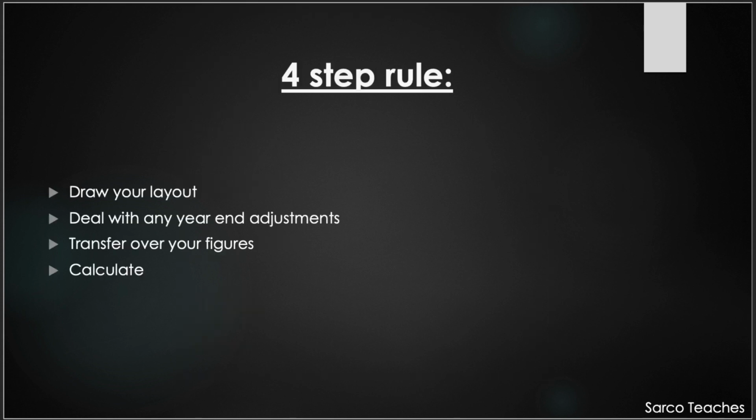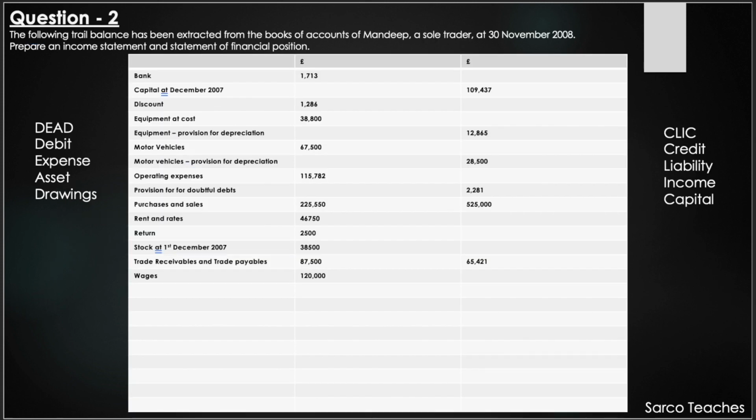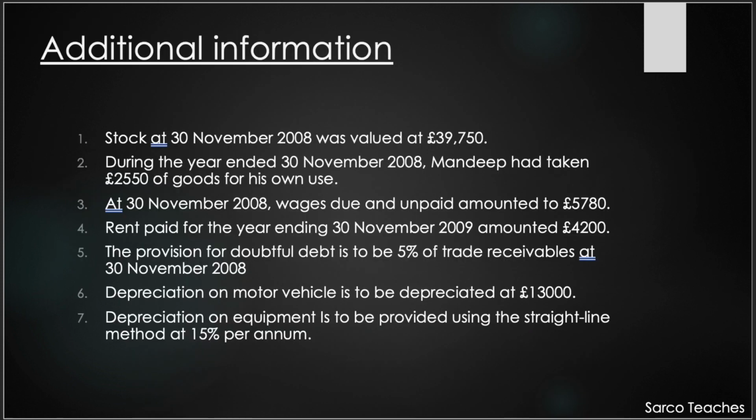Our second step, deal with any year adjustments. Okay, so I'll put the year adjustments on another slide because it was too much. So the first one is stock at 30th November 2008 was valued at 39,750. This is closing inventory.